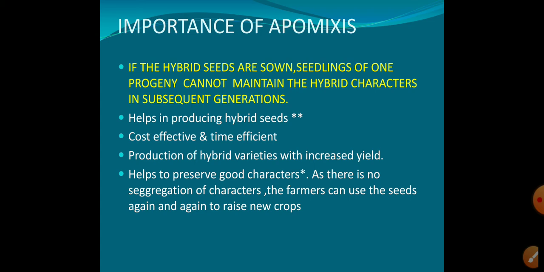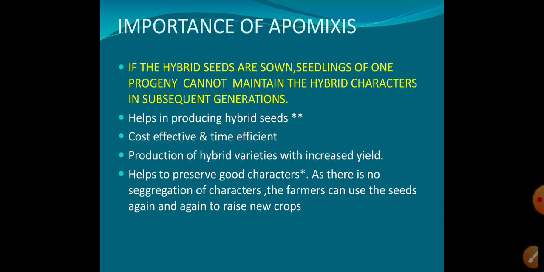Then production of hybrid varieties with increased yield, that is, sustainability, can be noticed. Every year the same quality without any change can be produced year after year, and it helps to preserve the good characters. The quality that we made in the first stage of the hybrid seed will be there throughout for several generations.